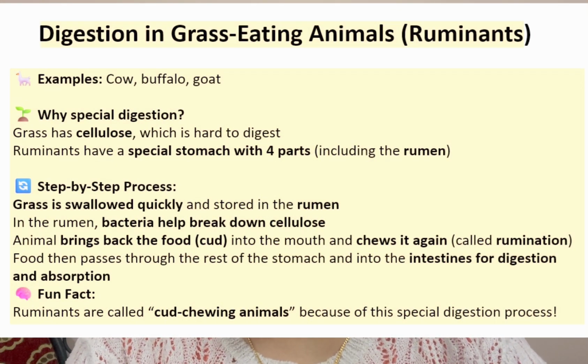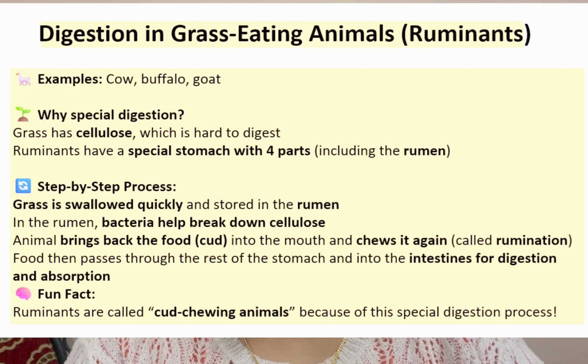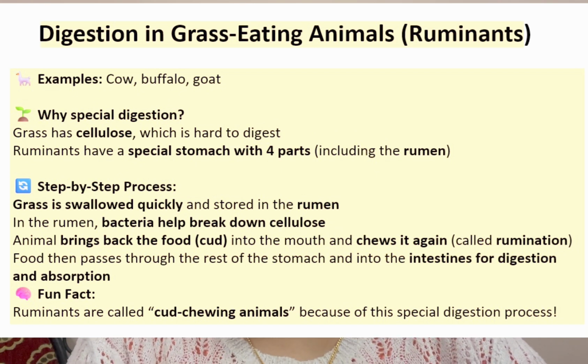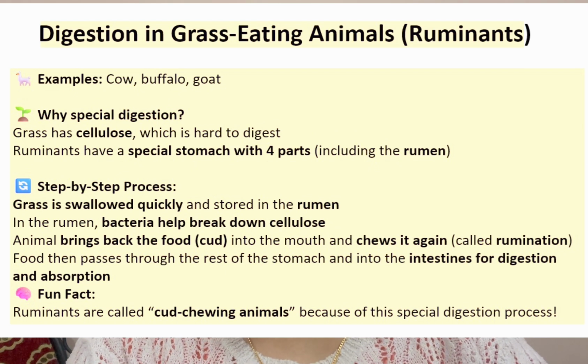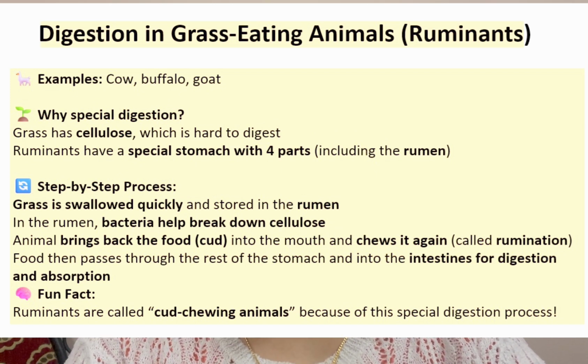Digestion in grass-eating animals, ruminants. In animals like cows, buffalo, and goat, digestion is a bit special. These animals, called ruminants, eat grass which contains cellulose that is hard for human beings to digest. Ruminants have a special stomach with 4 parts, including the rumen.